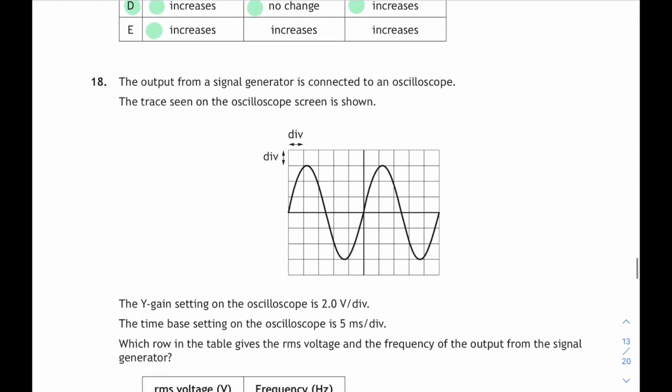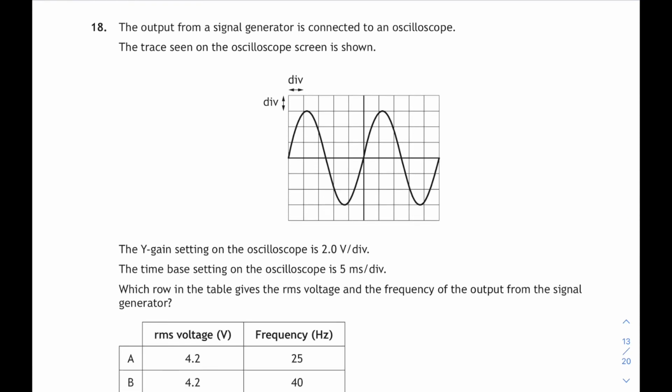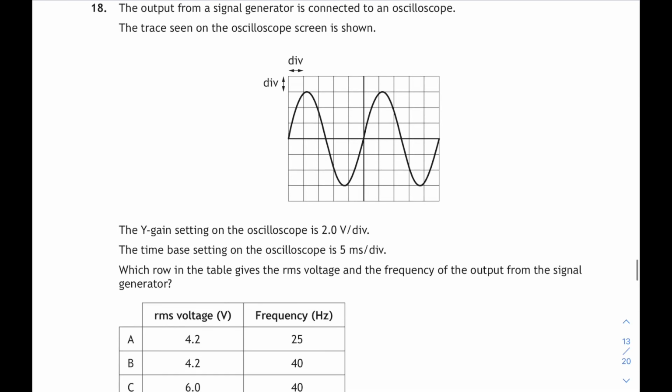Okay, on to question 18 then, and these are the electricity questions. The output from a signal generator is connected to an oscilloscope, and the trace seen on the oscilloscope screen is shown. The Y gain setting on the oscilloscope is 2 volts per division, that's vertically, and the time-base setting is 5 milliseconds per division horizontally. Now, the peak of the wave on the screen is 3 divisions vertically, so it's 2 volts per division vertically, so 3 times 2 is 6 volts peak.